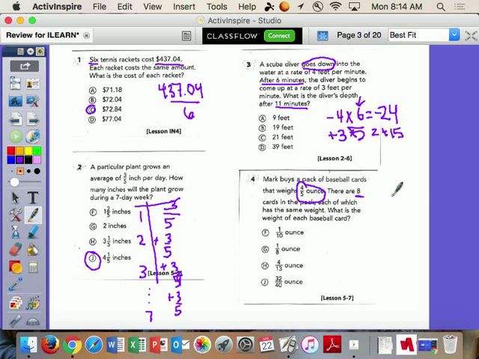So if I have 16 cookies and 2 friends and they say how many does each friend get, what operation is that? Division. So I'm going to take my 4/5 and I'm going to divide that by 8. And when you do that, you should get 1/10.